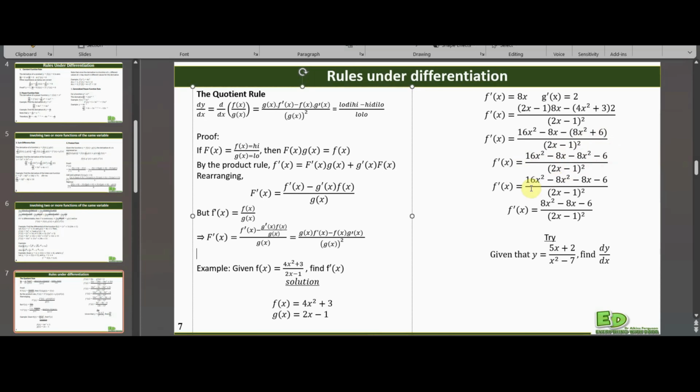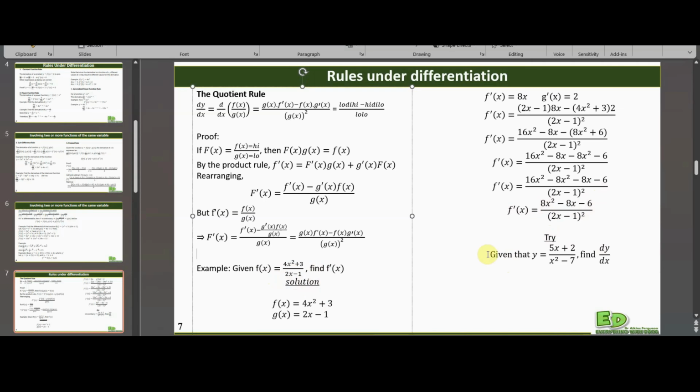The next thing is that we are going to group like terms, right? So we just group like terms here. X squared, we have 16x squared minus 8x squared, 8x squared minus 8x minus the 6 all over 2x minus 1 all squared. Right? So this is the final answer. So the differential of the function 4x squared plus 3 all over 2x minus 1 is equal to 8x squared minus 8x minus 6 all over 2x minus 1 all squared.